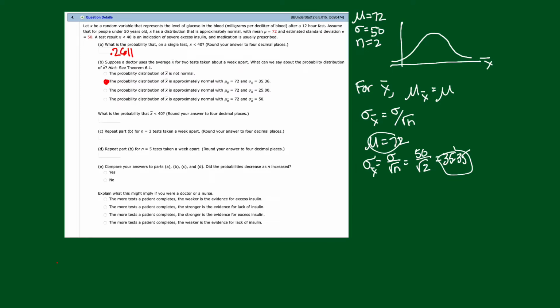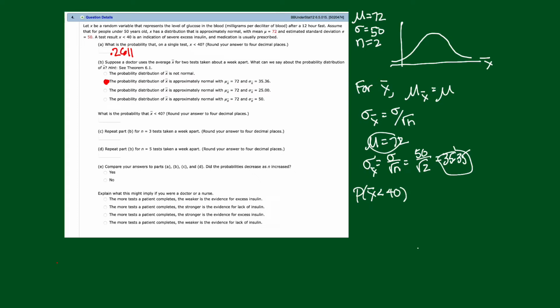And now, we're still in part B. What is the probability that X bar is less than 40? In part A, the probability that a single test result came back less than 40 was going to happen about 26% of the time. What if you take two samples, a sample of size 2, and get their average? Right now what we're looking for is the probability that X bar is less than 40.